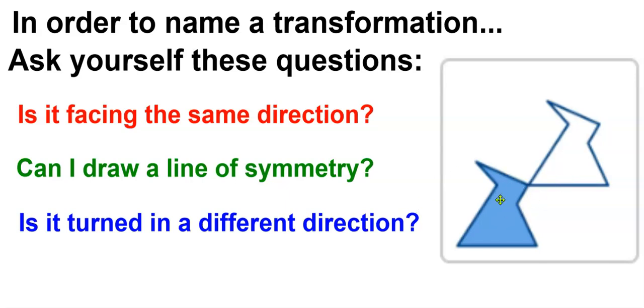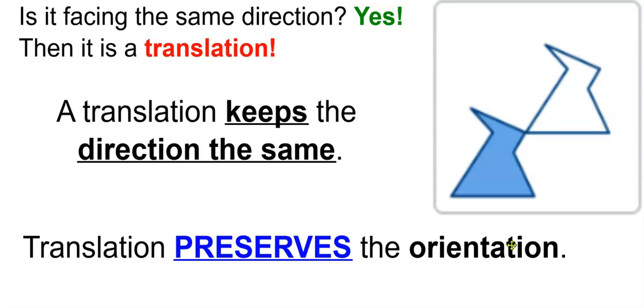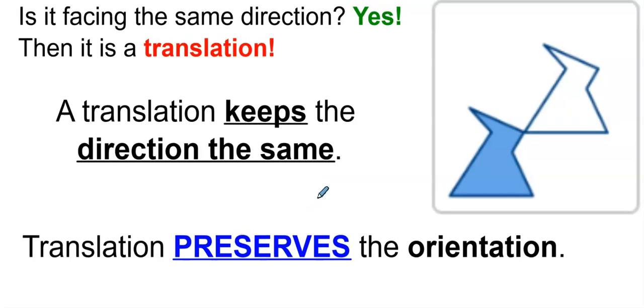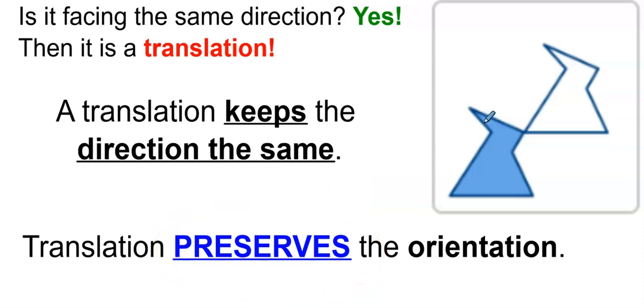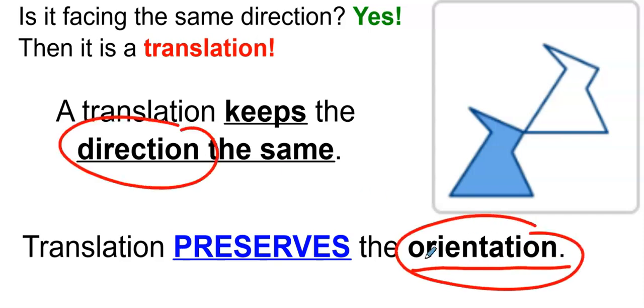When you look at this blue object and you look at the new outlined figure, are they facing the same direction? The answer is yes. Look at this pointy corner here. It's pointing up and left. So is this one. So if the answer is yes, it is pointing in the same direction, then that makes it a translation. We say that a translation preserves the orientation of a figure. To preserve means to keep the same. So a translation keeps the direction or the orientation the same.